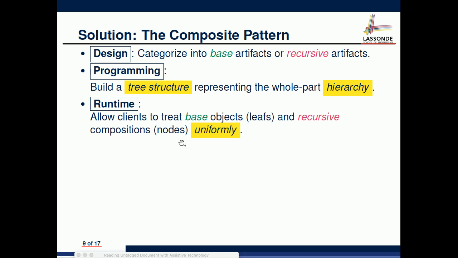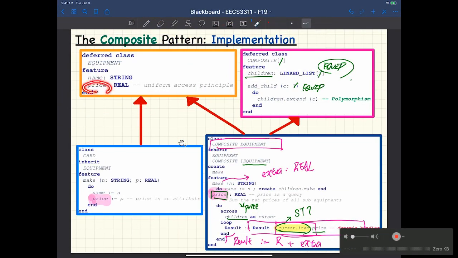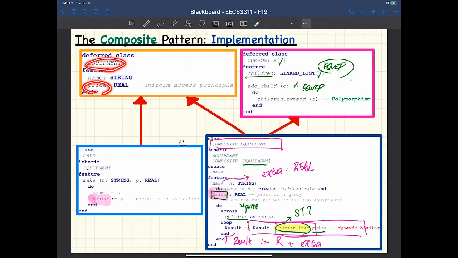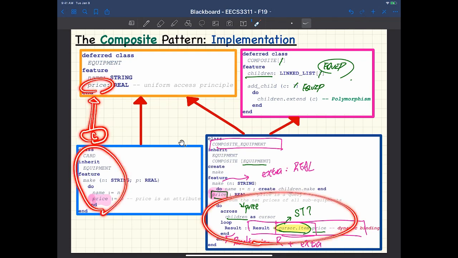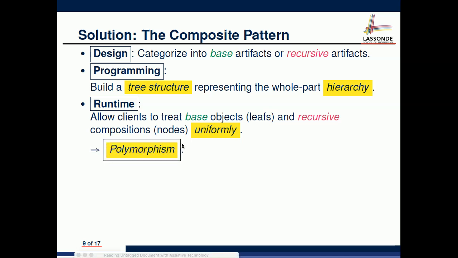You can think about the price feature being declared in the equipment class, which means every client, say some client C, who is using the equipment class can always refer to just the price. But the price might mean different things. It might simply mean the price at the basic equipment level, or it might mean the price at the composite equipment level, right? There are two different versions of the price, depending on what the dynamic type is. Okay, number one. And polymorphism, right?